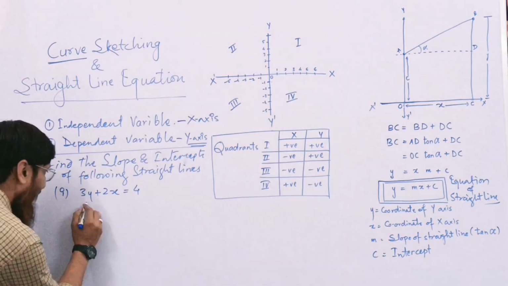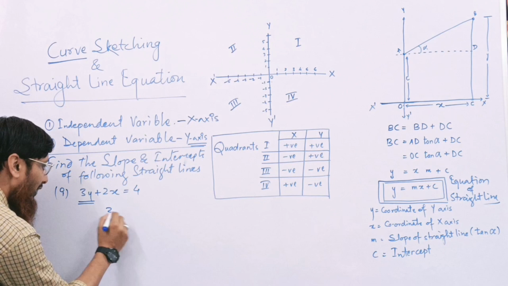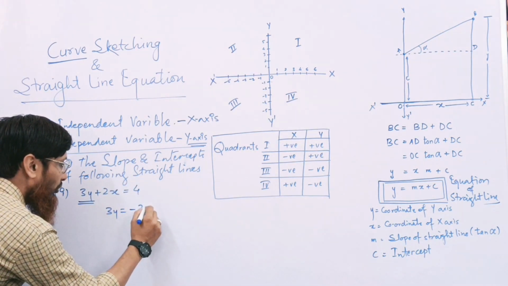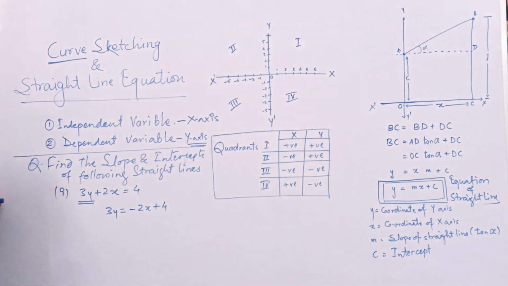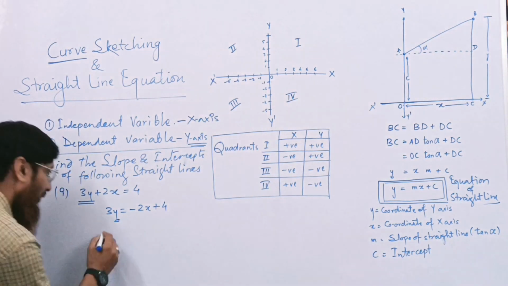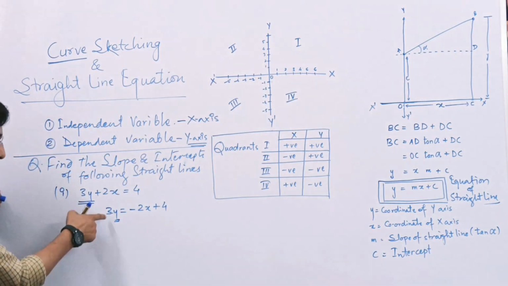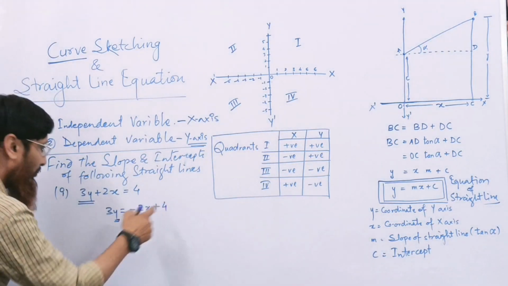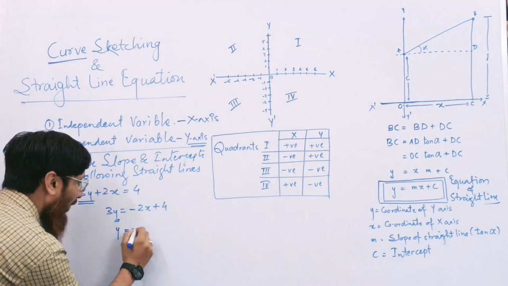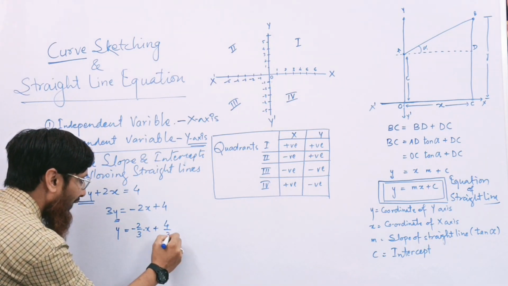So by taking y, this should be taken on the left hand side. So it is 3y equals to this, which should be converted like this: 2x plus 4. Is it okay? Then we just have to have y here only. So by dividing here, 3 is in multiplication with the y. So we divide it like this: y equals to minus 2 by 3 x plus 4 by 3.